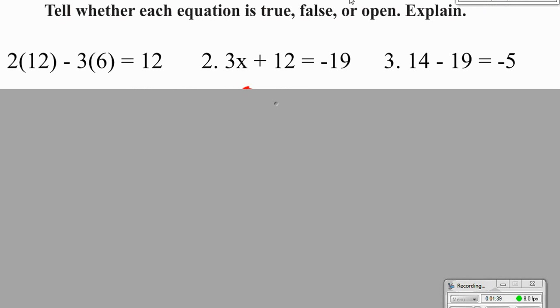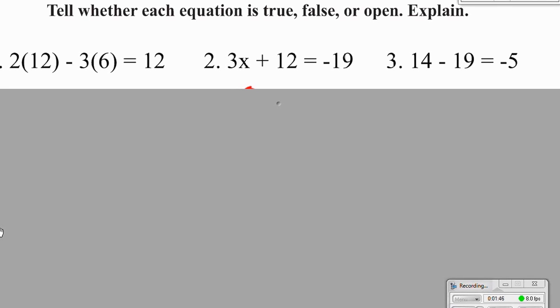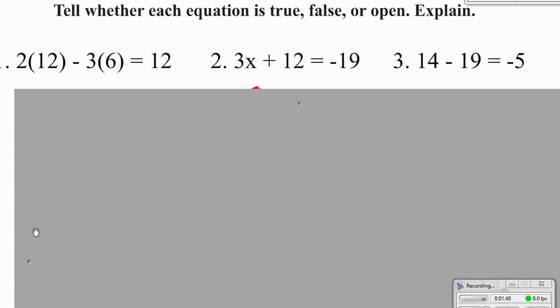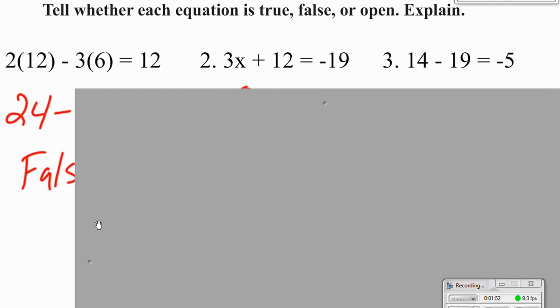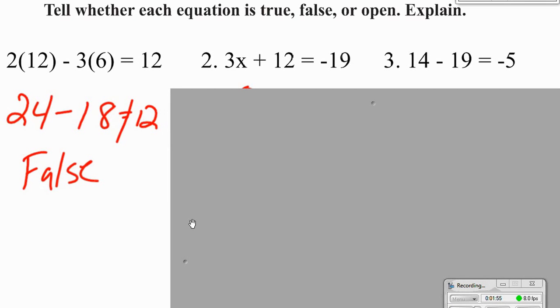Tell again whether each one is true, false, or open. 2 times 12 minus 3 times 6 equals 12. 2 times 12 is 24, minus 3 times 6, which is 18. And that does not equal 12, so it is false.